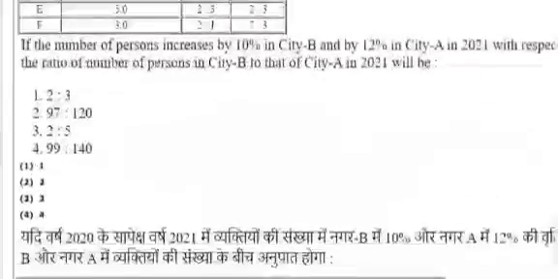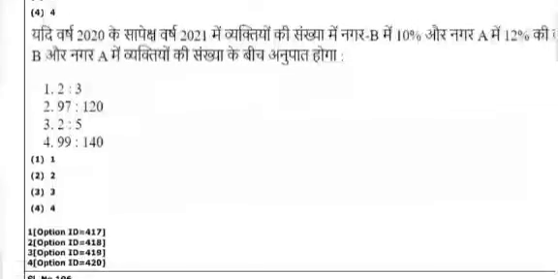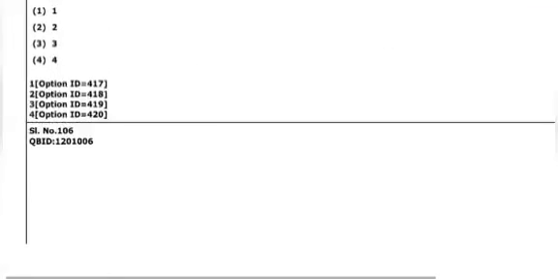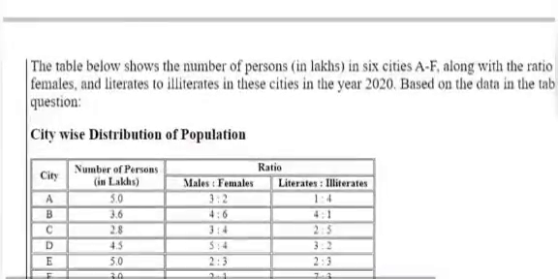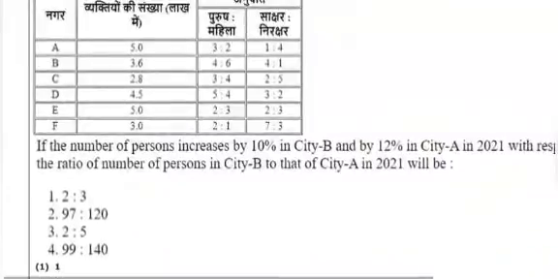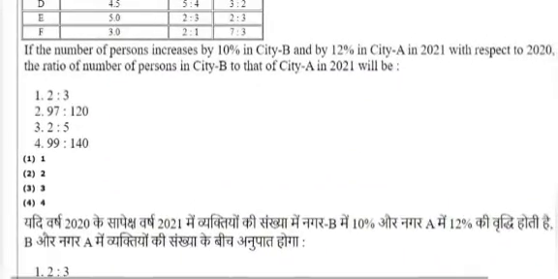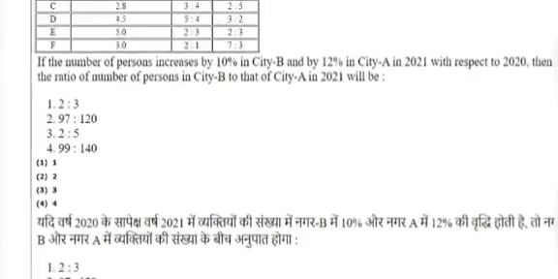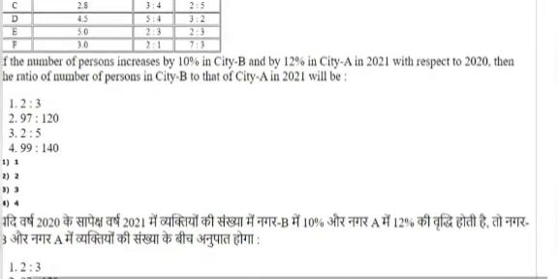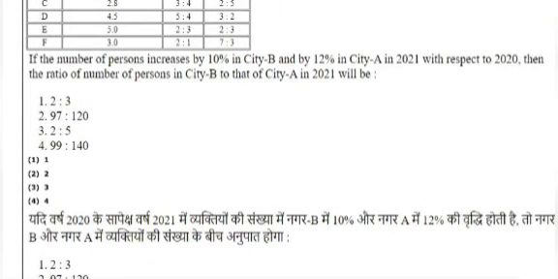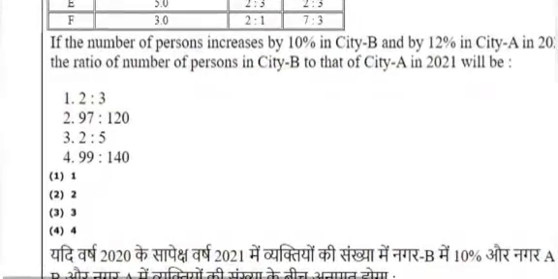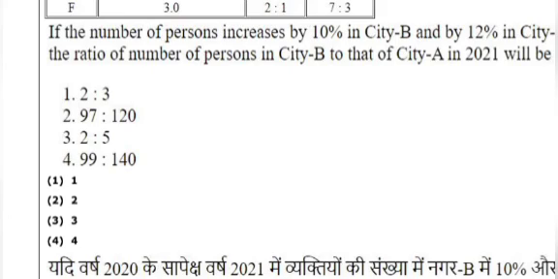Next, number 5, if I'm not wrong. The question is saying, if the number of persons increases by 10% in city B and by 12% in city A in 2021 with respect to 2020, then the ratio of the number of persons in city B to that of city A in 2021 will be what? 2:3, 97:120, 2:5, 99:140.